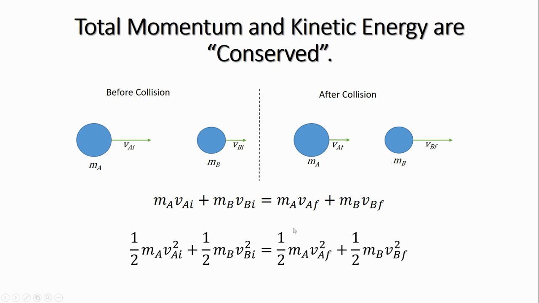We can look at a simplified case to start with, where we let one of the objects be sitting still, like object B. If we let it be sitting still, then it has no velocity, and this whole term is gone, both from the momentum and the kinetic energy. So if we look at that case and we want to know how the velocities after the collision are related to the initial velocity and the masses, we can solve these two equations for VA final and VB final. So let's work towards that goal.